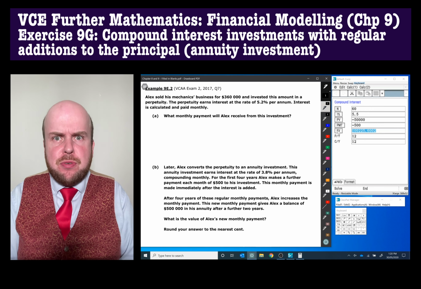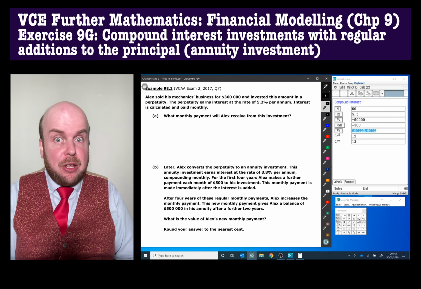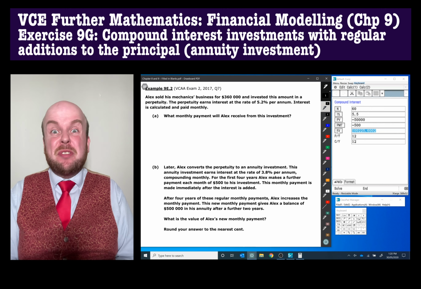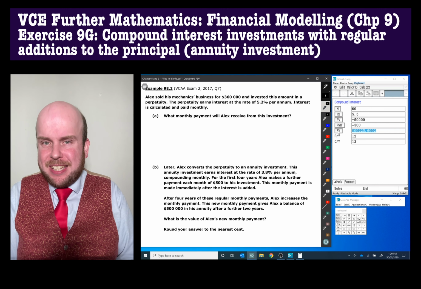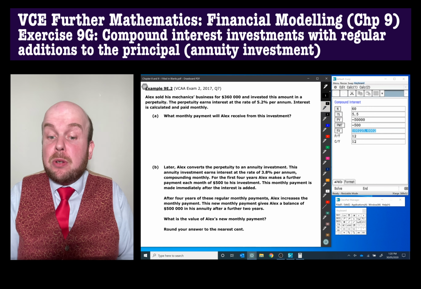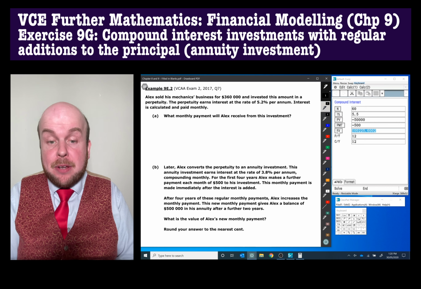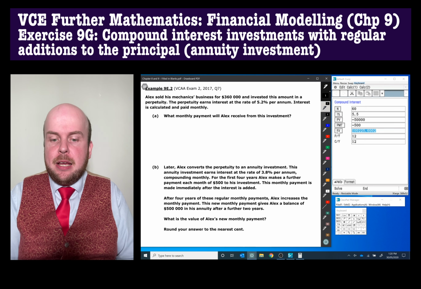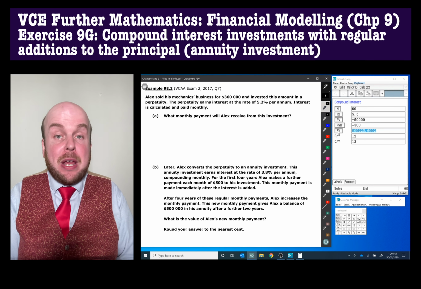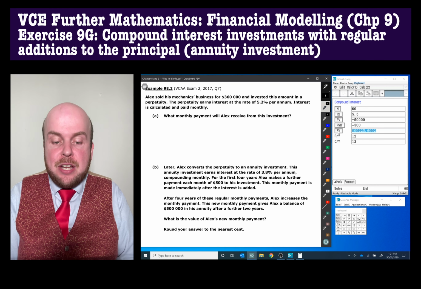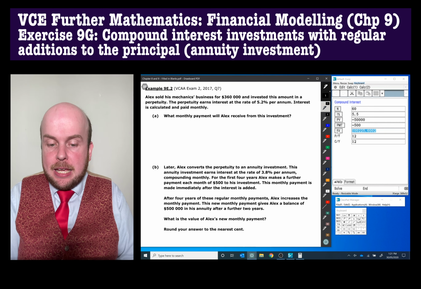Example 9E.2 comes from a VCAA exam, and I've chosen this one because most of the state found this far too difficult to even attempt, let alone get their full answers. That's because there's a lot of writing and a lot of procedure to do. Alex sold his mechanics business for $360,000 and invested this amount in a perpetuity. The perpetuity earns interest at a rate of 5.2% per annum. Interest is calculated and paid monthly. What monthly payment will Alex receive from this investment?